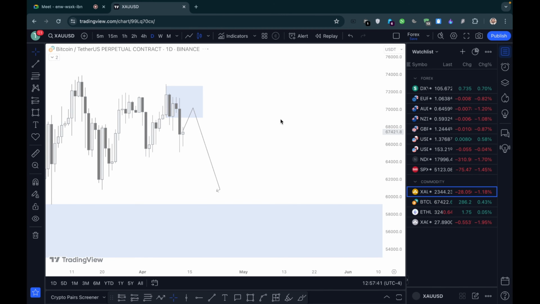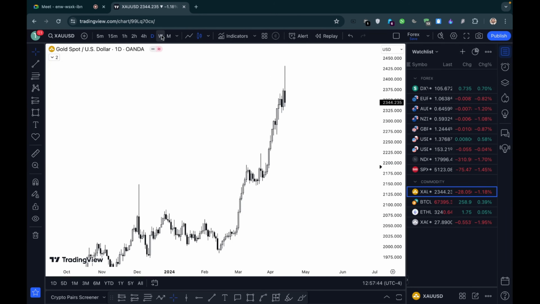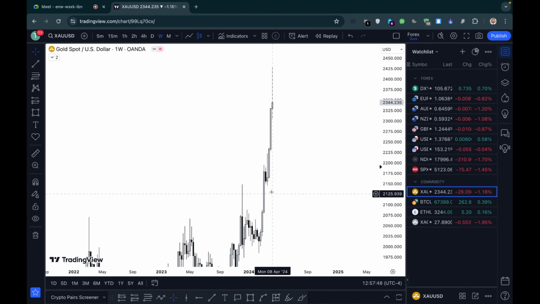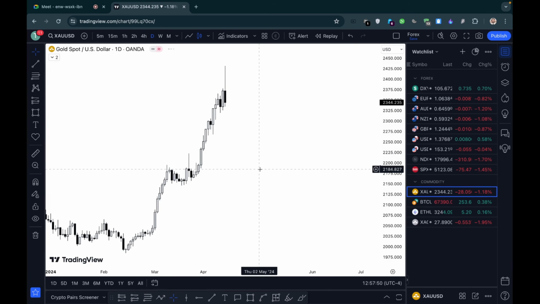Let's go to gold. Gold is extremely bullish. We don't need to catch tops and bottoms, but I think it is showing some topping sign. Let's wait for price to form the order block. We have the order block here.